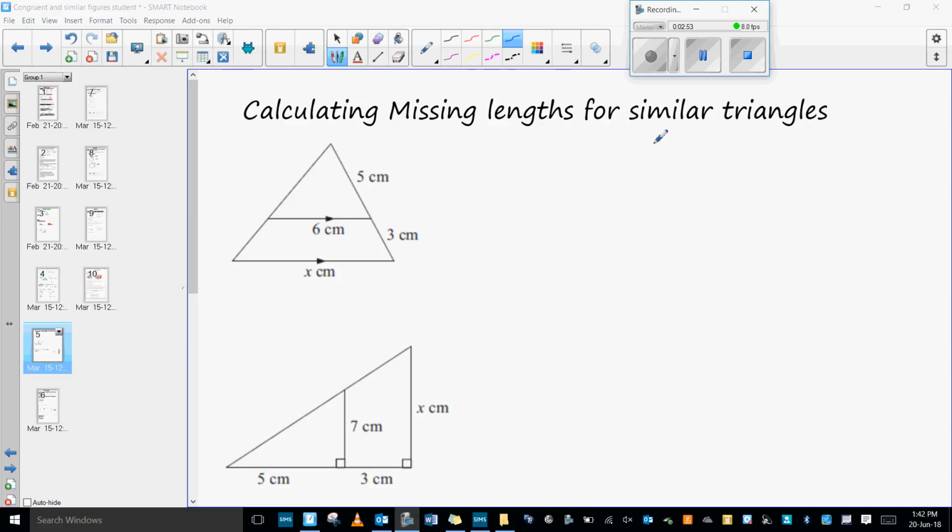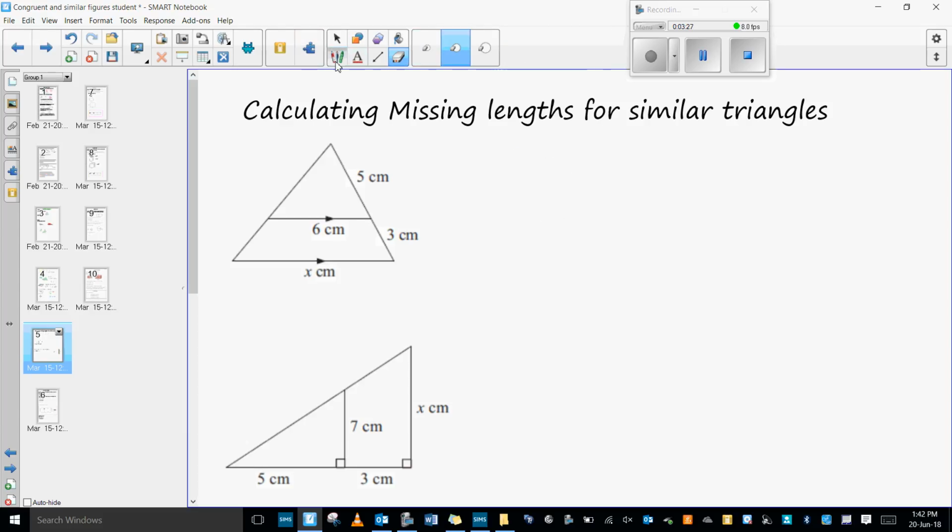So calculate the missing lengths. So we know they're similar triangles. So x divided by, okay, which triangle is corresponding to x? It would be equal to what? Now here you've got to be careful. 3 over 5. No, 5 over 3. No. 6 over 3 over 5. All right. No. Okay.